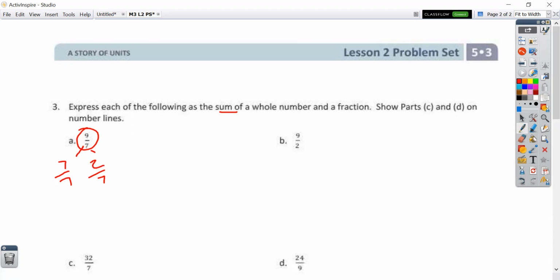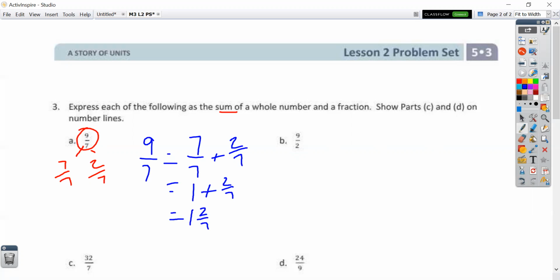Now I'm just doing that to help my brain. If you can do that in your head, great. You don't have to show the number bond, but I'm just doing that to help you see my thinking. So 9/7 is really equal to 7/7 plus 2 7s. Now we're going to rewrite it because it wanted it as a whole number and a fraction. So 9/7 is really equal to 1 plus 2 7s, which is equal to 1 and 2 7s.